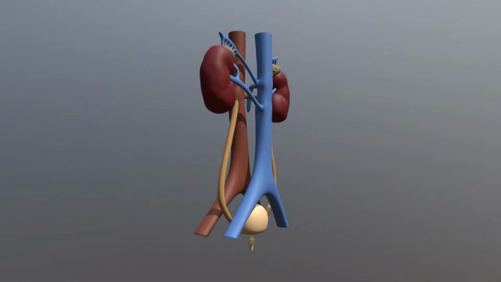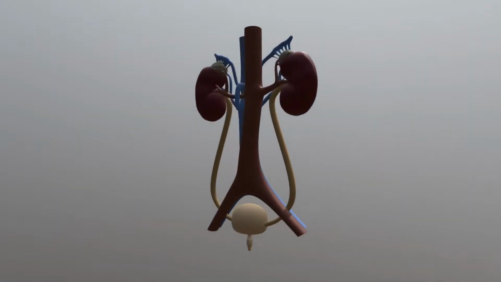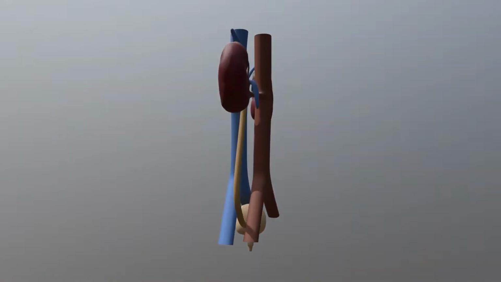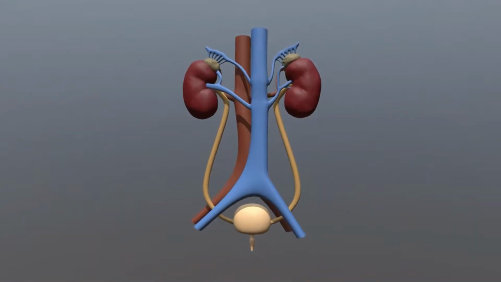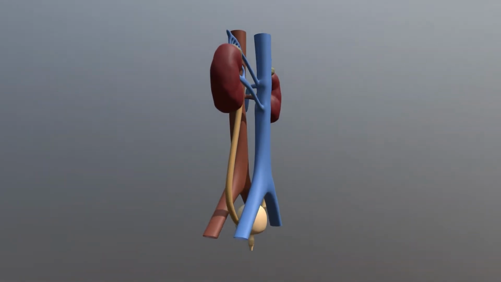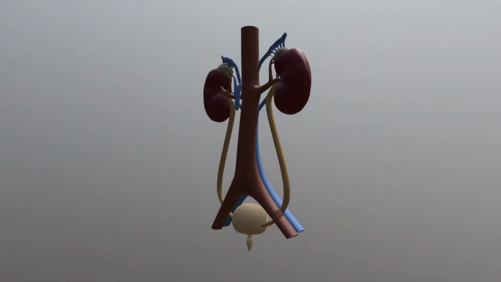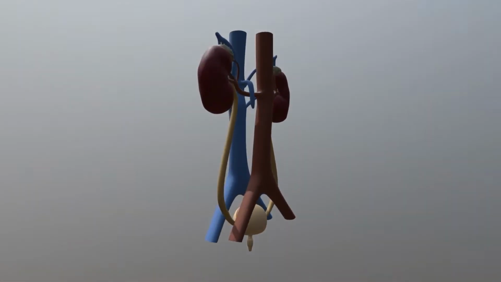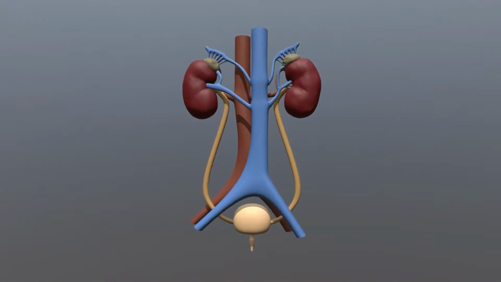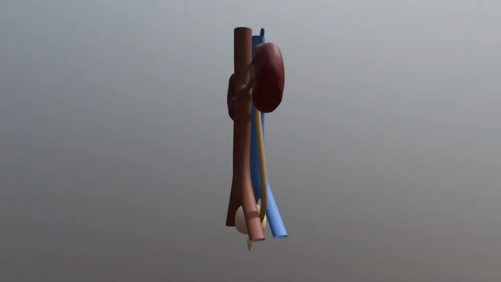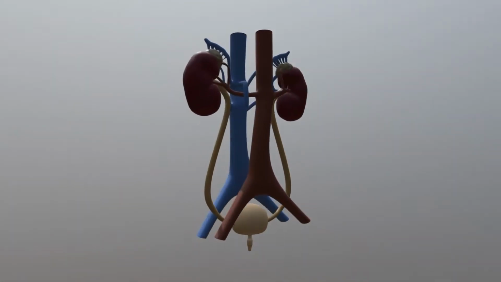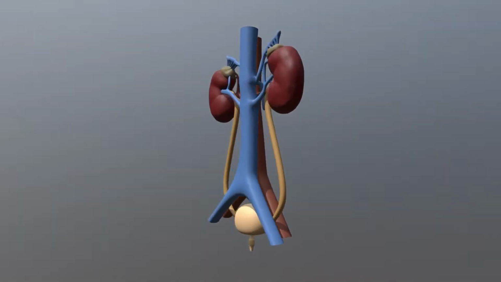In this video, we will talk about the urinary system and its role in the formation of the human body. The urinary system, also known as the renal system, is responsible for filtering the blood, removing waste products, and regulating the body's fluid balance. The main organs of the urinary system include the kidneys, ureters, bladder, and urethra.